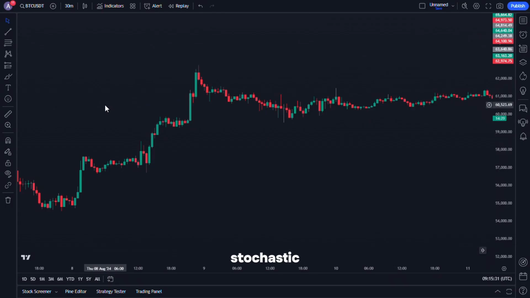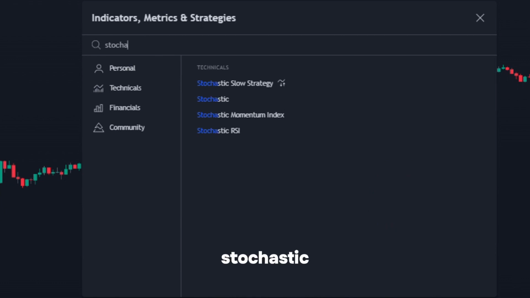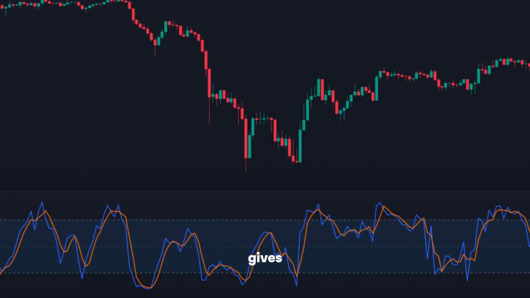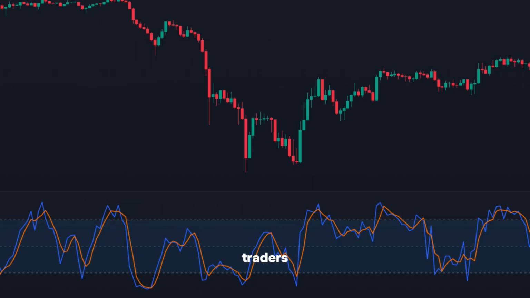How to use the Stochastic Indicator. To use the Stochastic Indicator, start by going to the Indicators section and searching for Stochastic. Select it from the list. The Stochastic Indicator gives values between 0 and 100. A value above 80 indicates the overbought area, which is a sell signal for traders. Conversely, a value below 20 indicates the oversold area, which is a buy signal for traders.